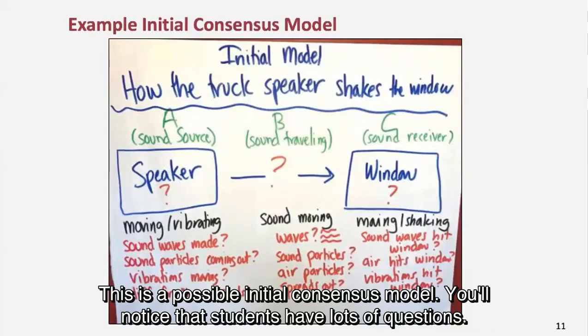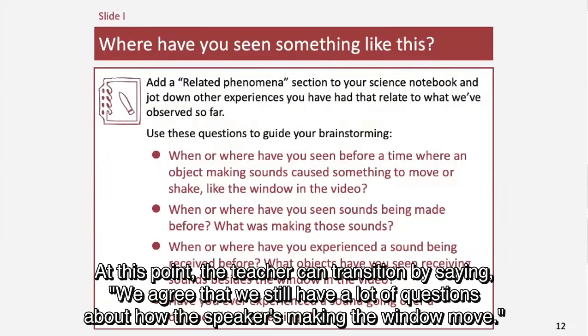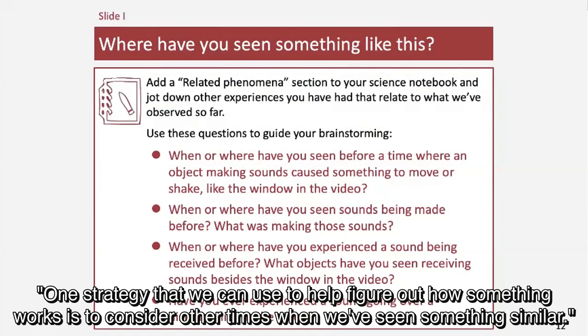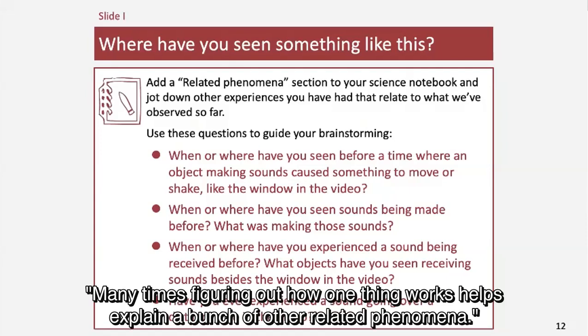This is a possible initial consensus model. You will notice that students have lots of questions. At this point, the teacher can transition by saying, "We agreed that we still have a lot of questions about how the speaker is making the window move. One strategy that we can use to help figure out how something works is to consider other times when we've seen something similar. Many times, figuring out how one thing works helps explain a bunch of other related phenomena."